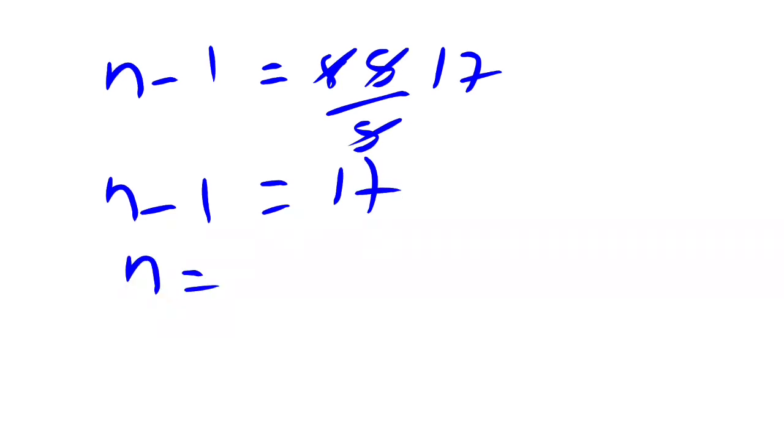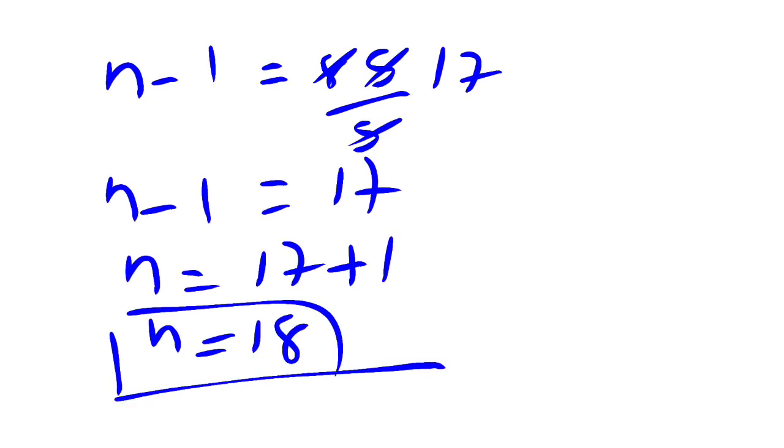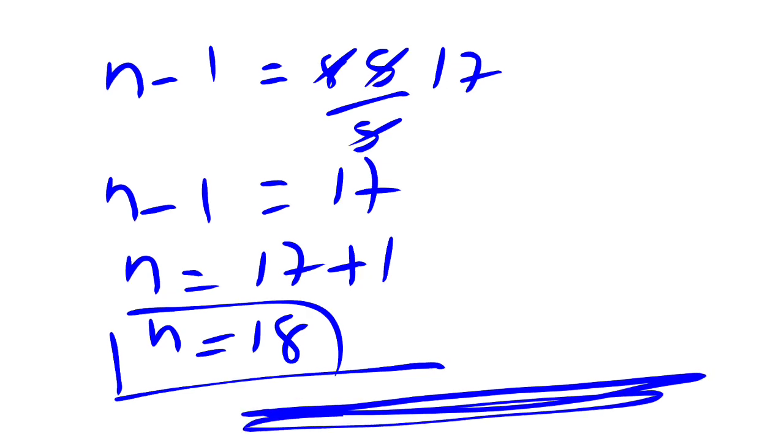So n equals 17 plus 1. So 17 plus 1 is 18. So the number of two-digit numbers which are multiples of 5 is 18. So the conclusion is very important here, at the end of the answer.